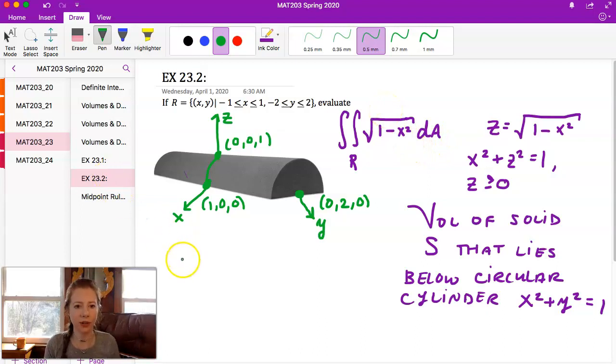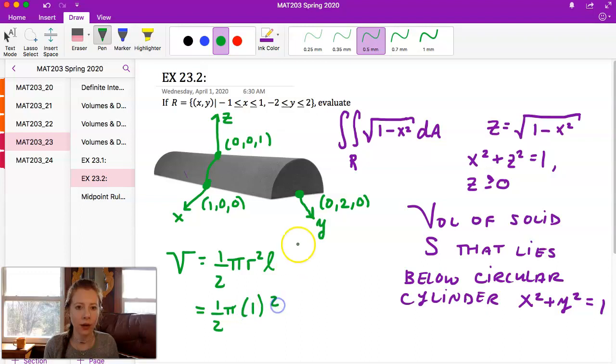But let's just use the approximation. And so V is going to be equal to the area of a semicircle, so 1/2 pi r squared, times our length. So it's going to be equal to 1/2 pi times 1 squared times our length, which goes from -2 to 2, which is 4. So our volume is going to be 2 pi.